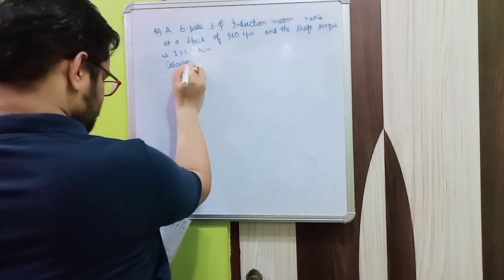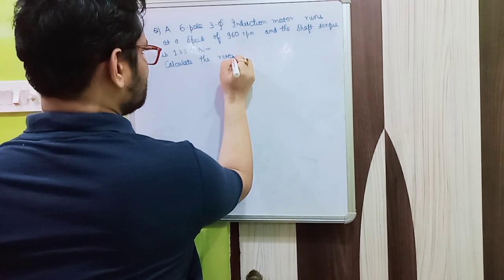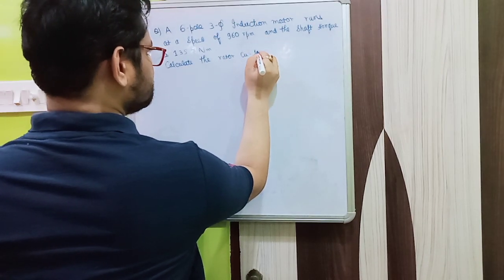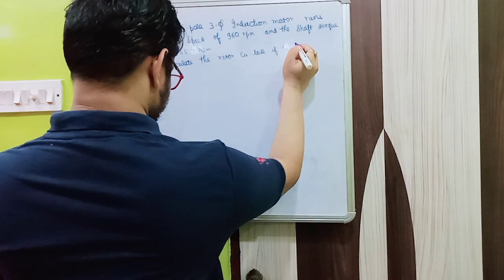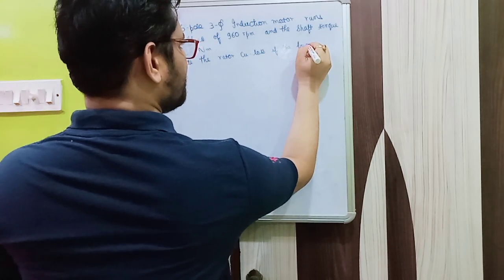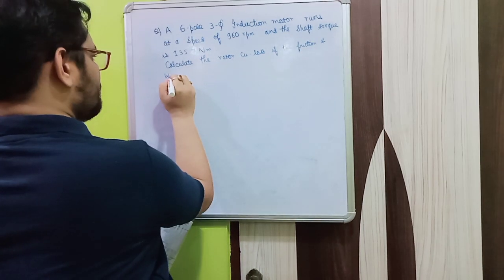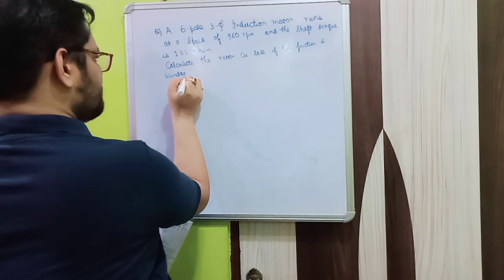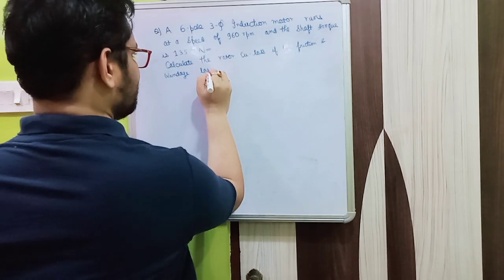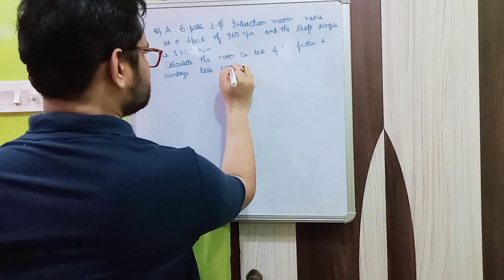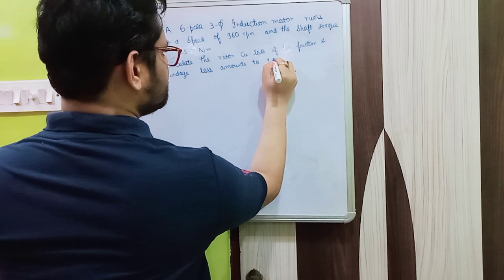So what we have to calculate? Calculate the rotor copper loss if the friction and windage loss amounts to 150 watt.